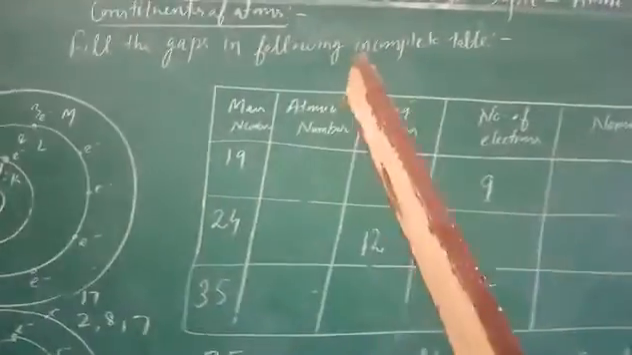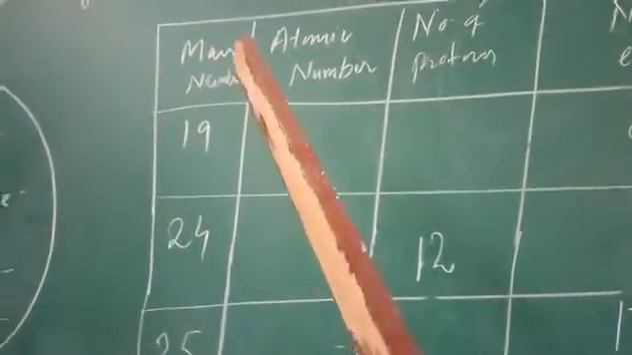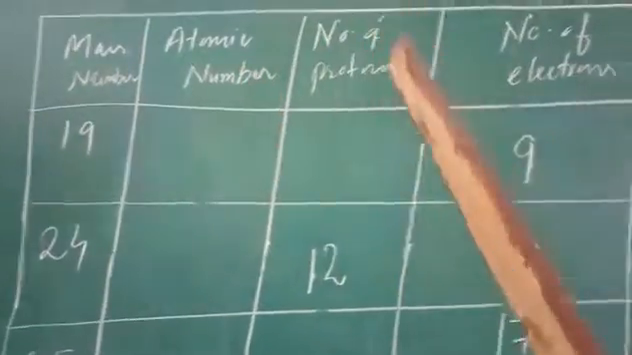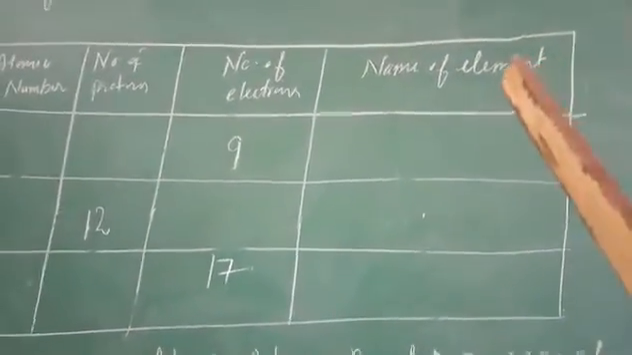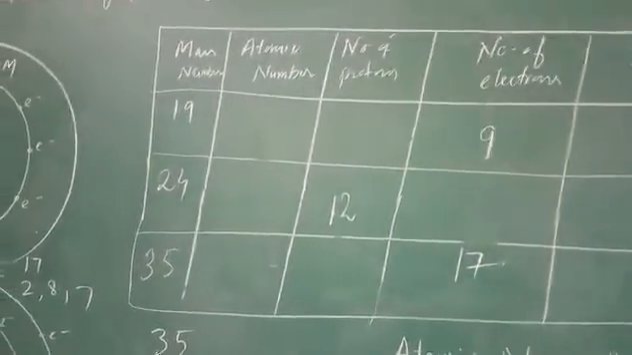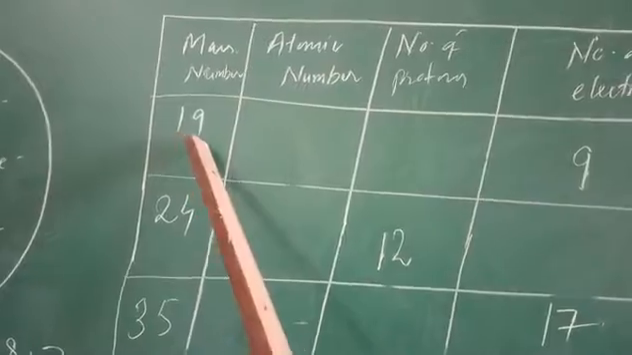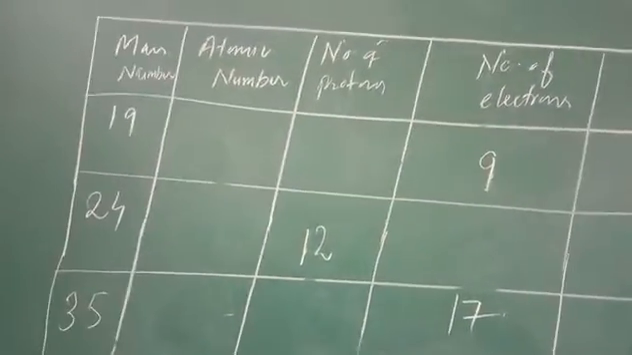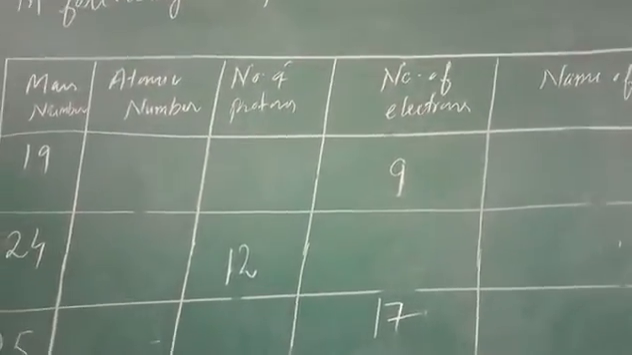Let us fill the vacant spaces of this table as a question. So in the first case you have seen that mass number is given, second is atomic number, third protons, fourth number of electrons, and fifth is name of the element. So take the first case: mass number is given 19, number of protons is not given, and number of electrons is given 9.